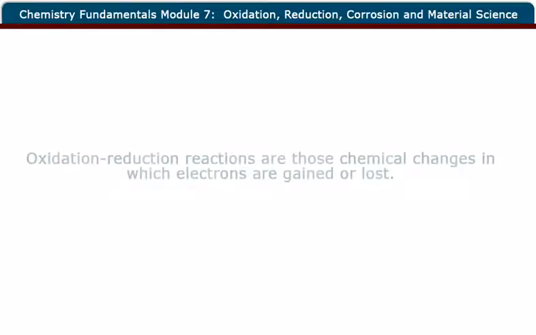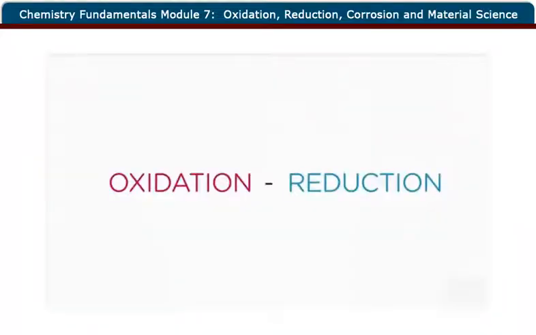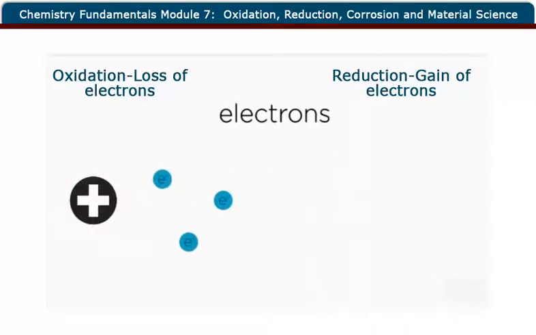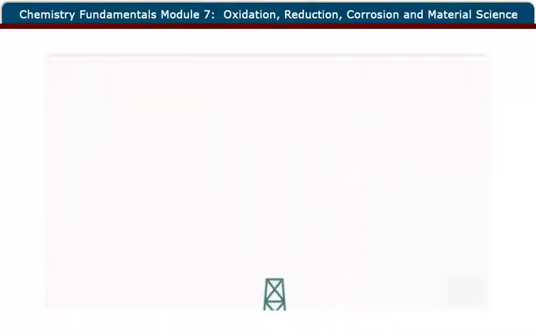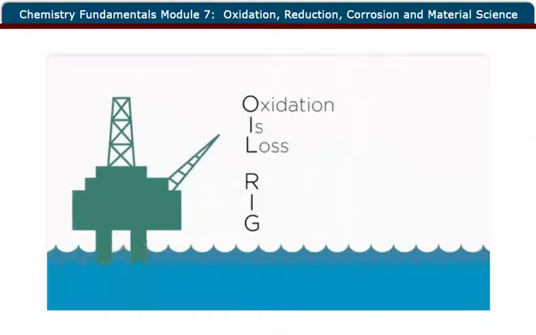Oxidation reduction reactions are those chemical changes in which electrons are gained or lost. Oxidation is the loss of electrons. Reduction is the gain of electrons. We say that when something has lost electrons, it has been oxidized. And when something has gained electrons, it has been reduced. Here are two mnemonic expressions to help you remember the difference between oxidation and reduction. Choose whichever one you like best.